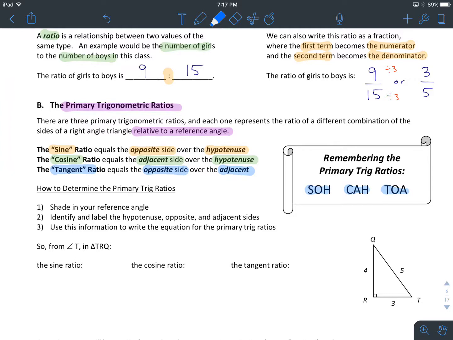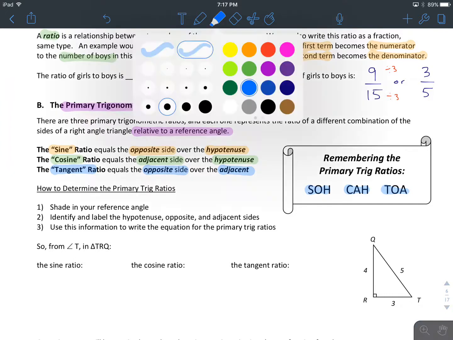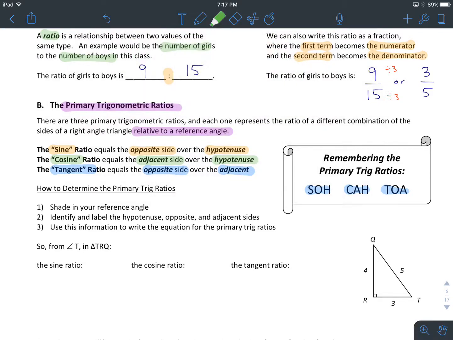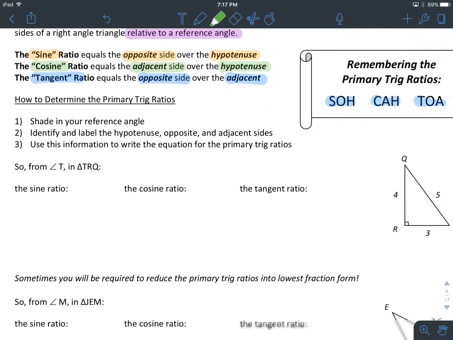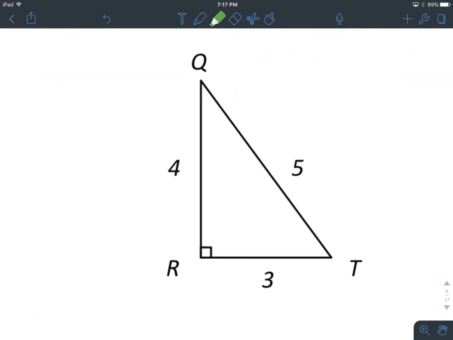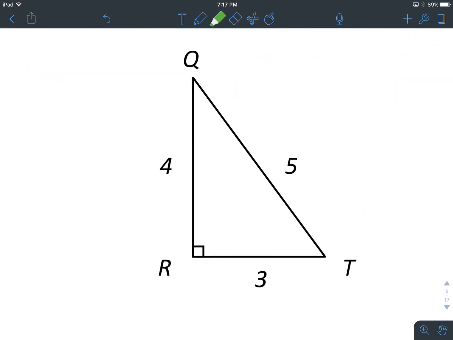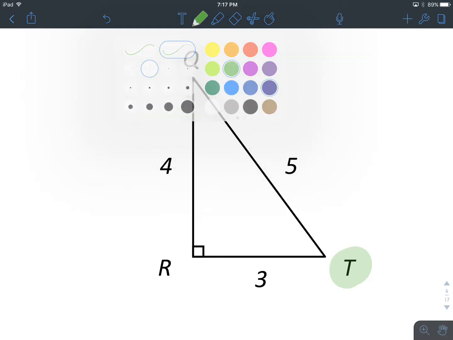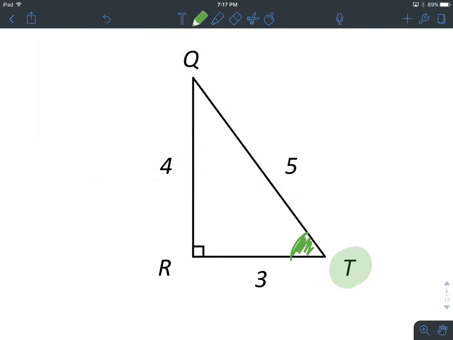So how do we determine the trig ratios for a given right angle triangle? First thing you want to do is identify your reference angle. In our example here, we have a triangle, and our reference angle is going to be angle T. So there's angle T, and as usual, I'm going to shade in that corner so I remember who's who. The next thing I'm going to do is label all three sides from the reference angle with hypotenuse, opposite, and adjacent.